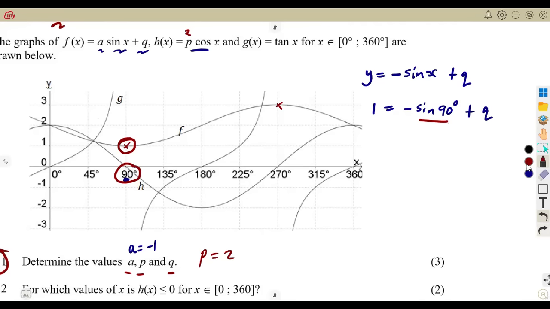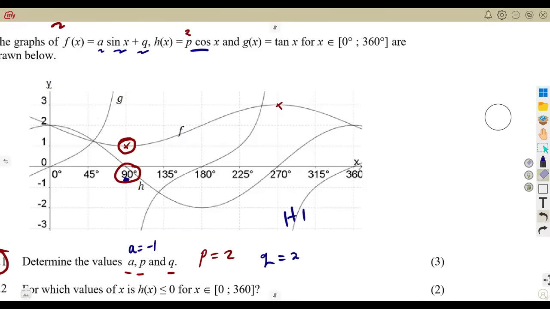Minus sine 90 is going to give you -1. So 1 is equal to -1 plus Q. You can find the value of Q, take this to the other side. It was going to be a positive 1 plus 1, which is 2. So 2 is equal to Q. So that's it, guys. That is how you're going to find this value of Q. Just substitute. So our f of x is equal to minus sine of x plus 2.